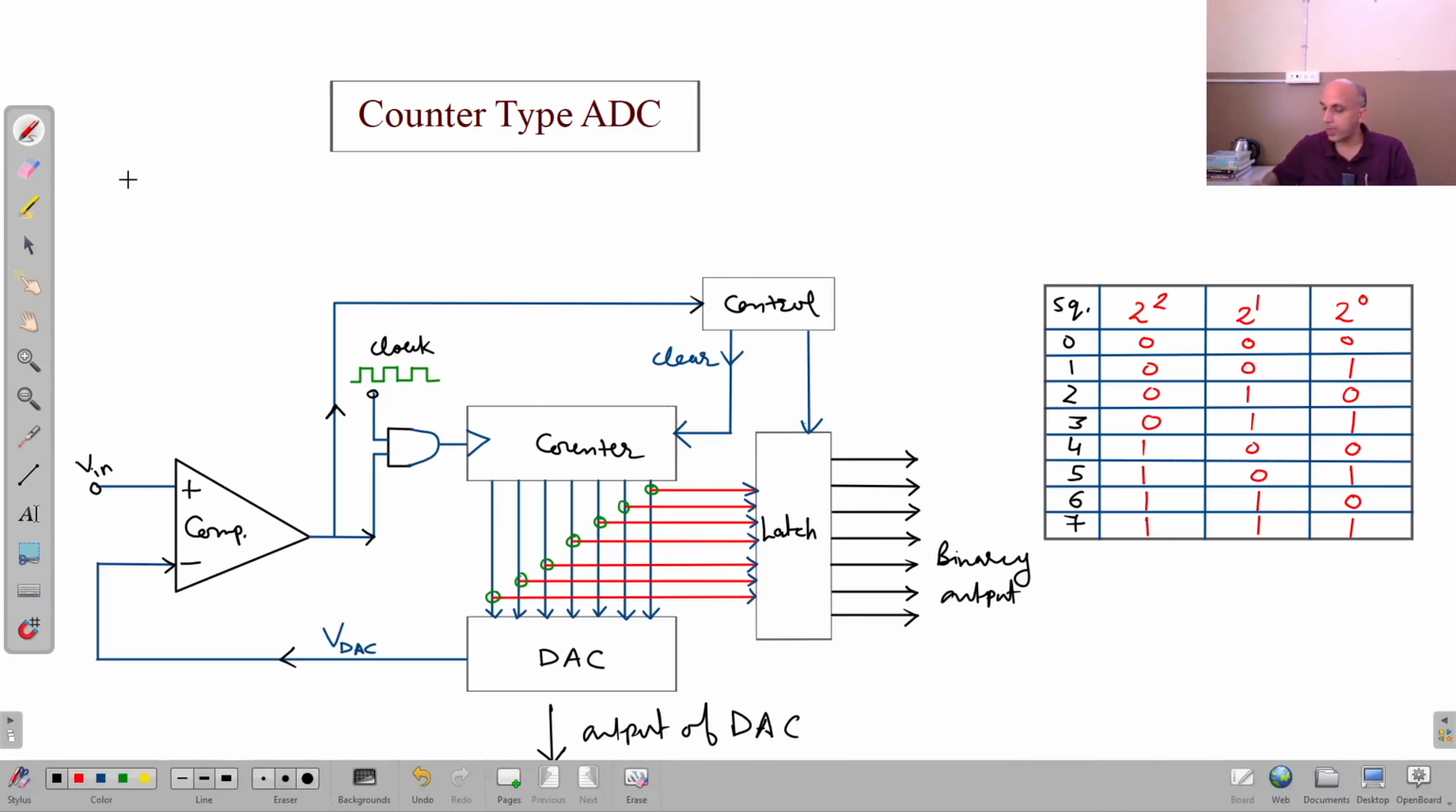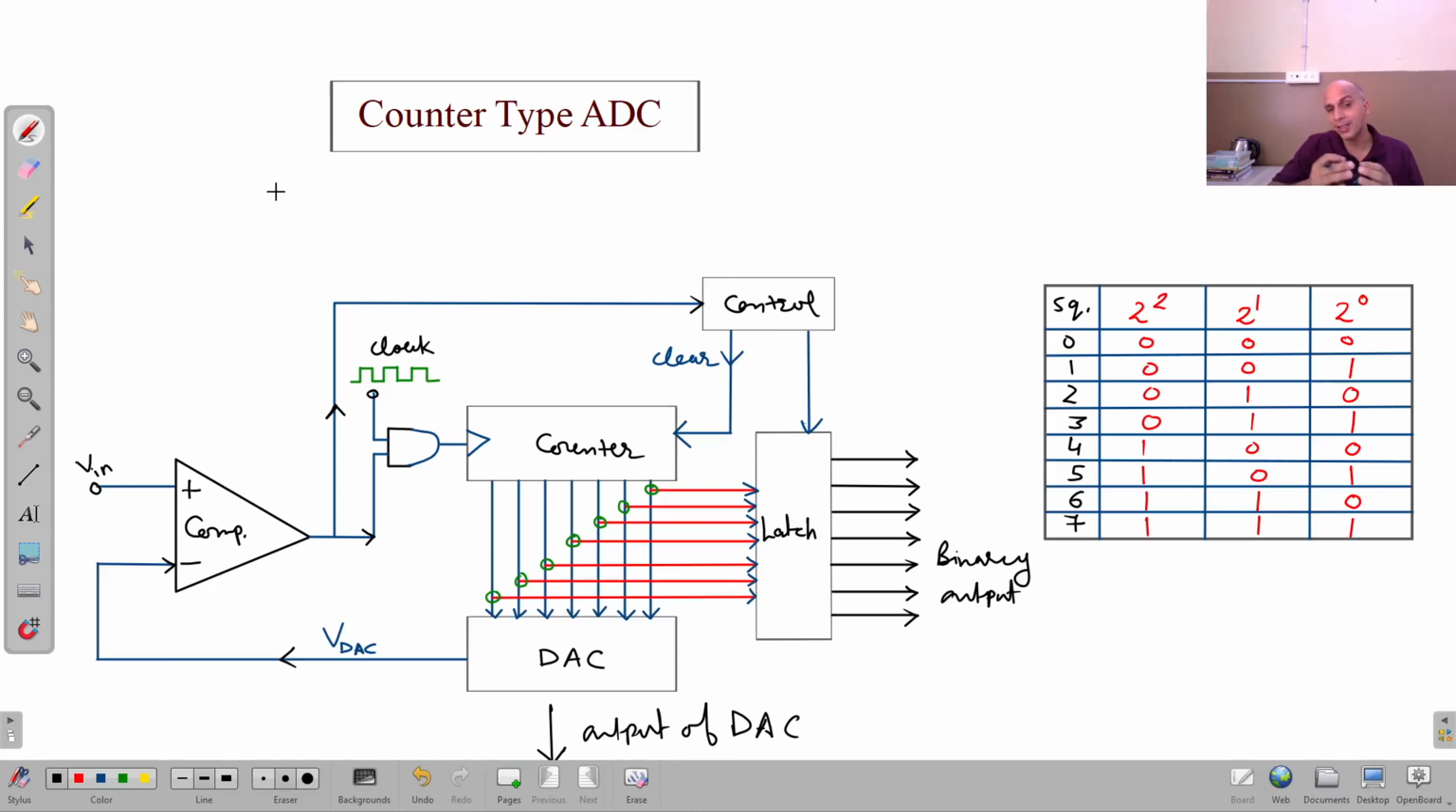In this lecture, I am going to discuss the next type of analog to digital converter, and this is the counter type analog to digital converter. You know very well that in the previous lecture, I discussed the first type of A to D converter, which was a simultaneous conversion from analog to digital, or we can say a flash converter.